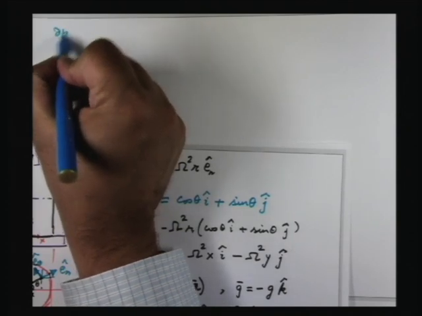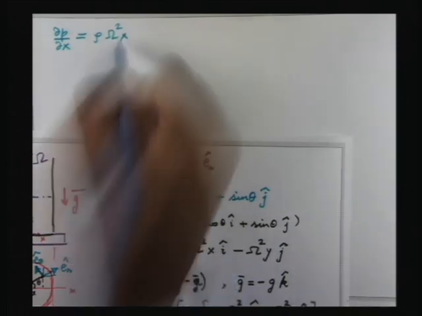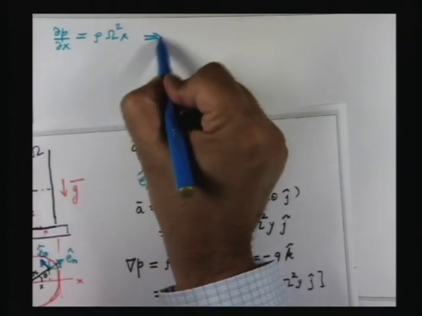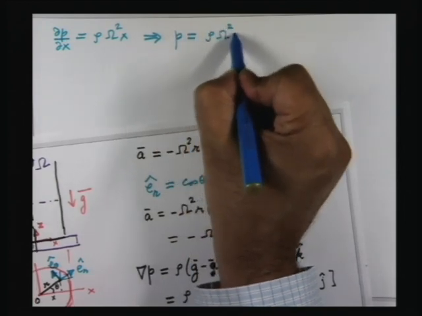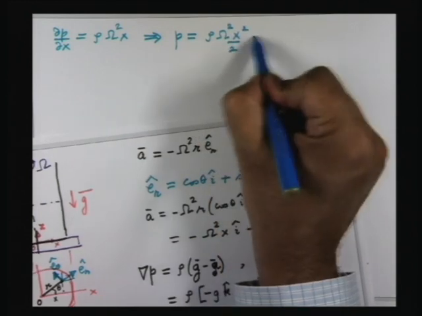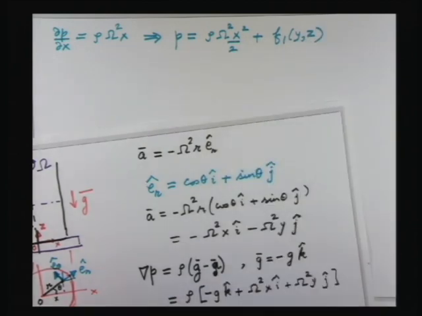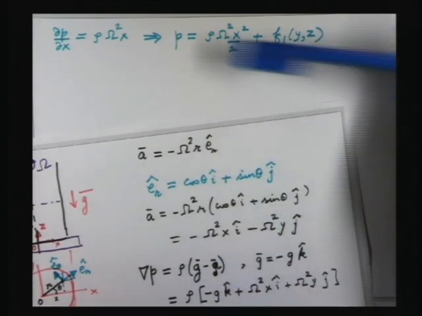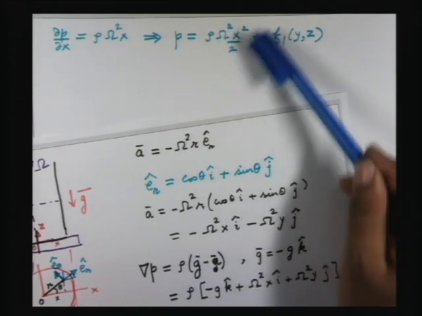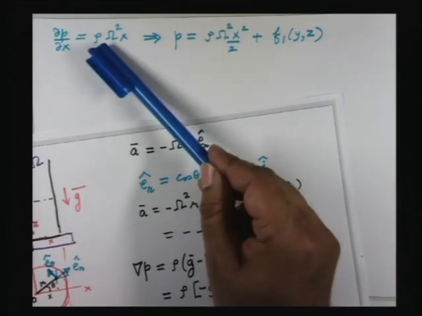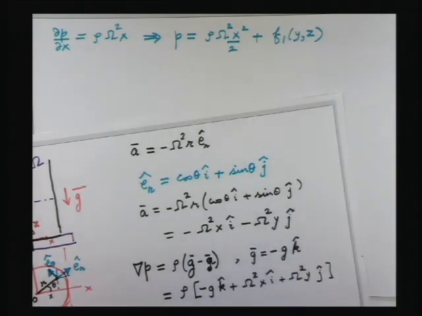So we have del p del x is equal to rho omega squared x. Now if I integrate this, we will get p is equal to rho omega squared x squared by 2 plus some function of y and z. The best way to view it is take this expression and differentiate partially with respect to x. So d dx of x squared is 2x, so the half and the 2 will give you rho omega squared x, and the partial derivative of the function with respect to x is 0.